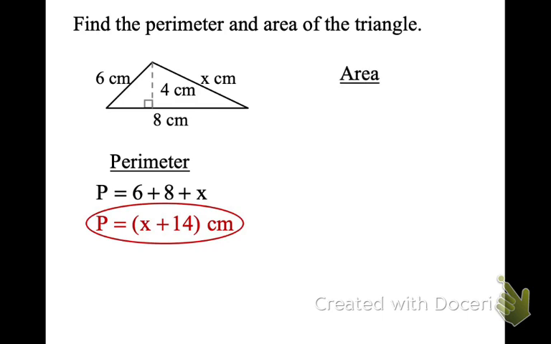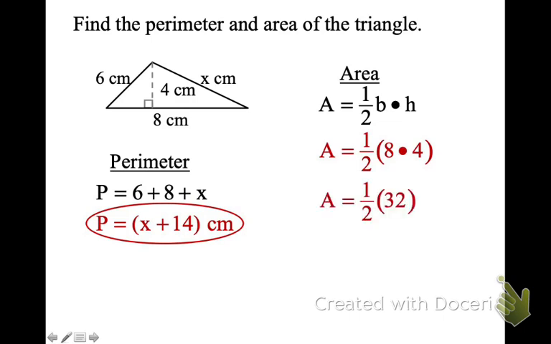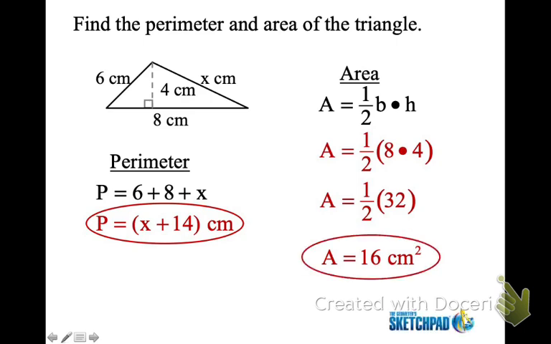Now, in terms of our area, we're using our area formula. Remember, a triangle is half of a parallelogram. So I'm doing 1/2 the base, which is 8, and the height we can identify by the dashed line, 1/2, 8 times 4. Or you can do 1/2 of 8, which is 4 times 4, 16, or 1/2 of 32, which is 16. And since it's area, it's centimeters times centimeters, so centimeters squared. Okay?